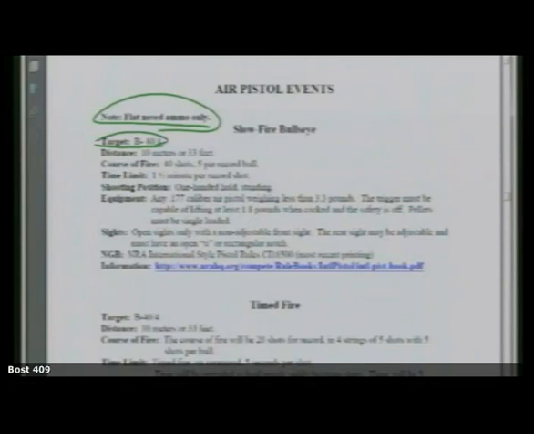Again, for air pistol, trigger pull weighing less than 3.3 pounds, and the trigger must be capable of the equipment required for air pistol events be any 177 caliber air pistol weighing less than 3.3 pounds and capable of lifting 1.8 pounds when cocked. Pellets must be single loaded.